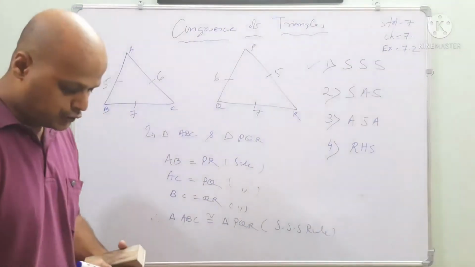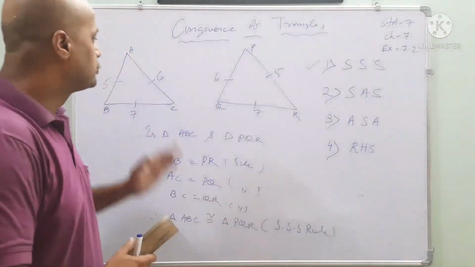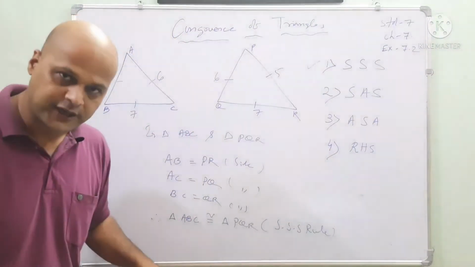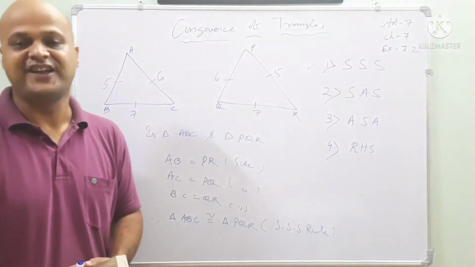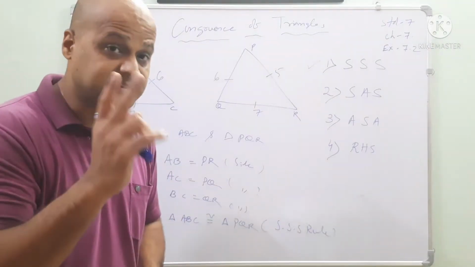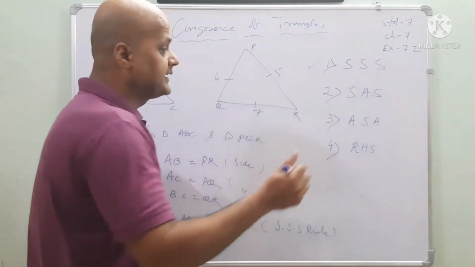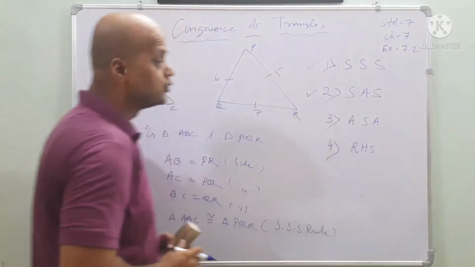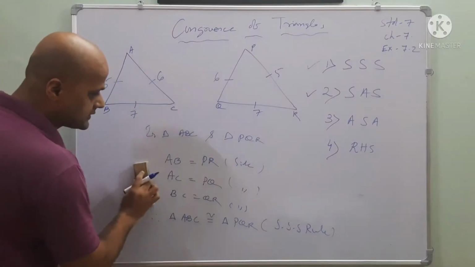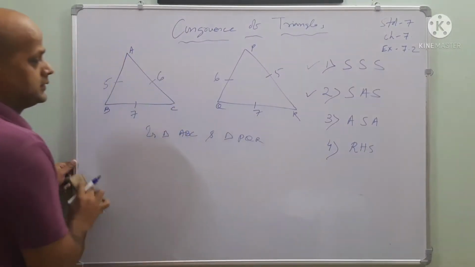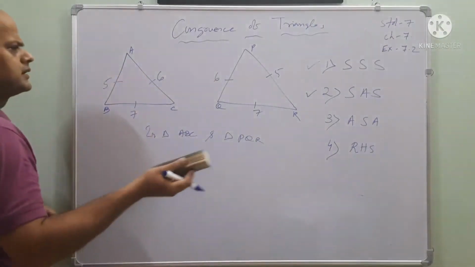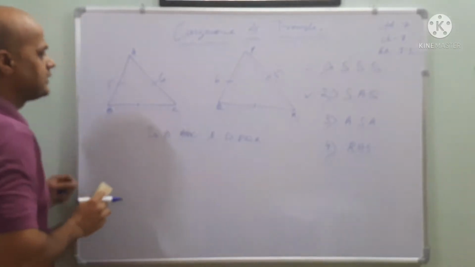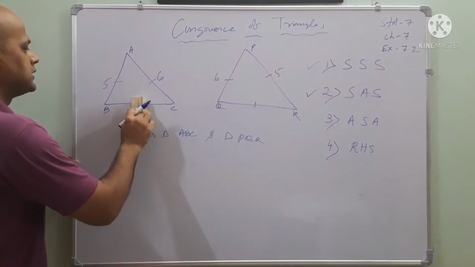In this manner, you have to prove whether two triangles are congruent with each other or not. Understood? Very good. Let's go for the second rule. What is the second rule? SAS, that is side angle side rule. Let me erase this. This one is fixed, let the sides stay as they are, because two sides are given, I will just take out the third side.